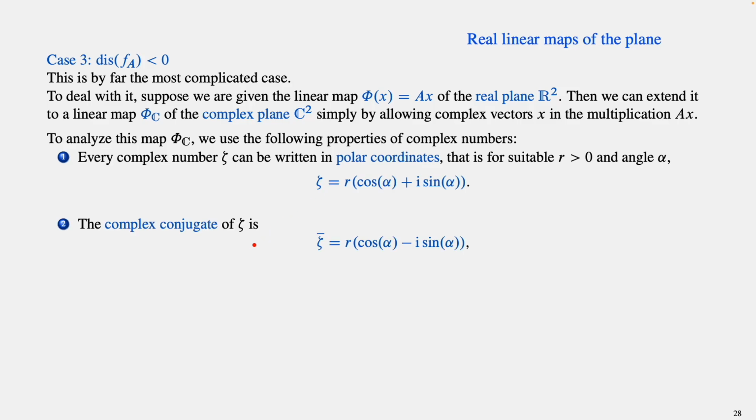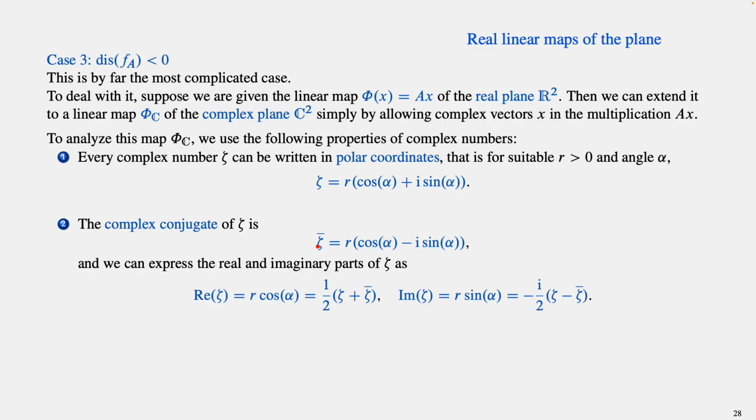Second, for every complex number zeta, there is its complex conjugate, which we call zeta bar. And we obtain this simply by flipping the sign of the imaginary part of the complex number. So if we write zeta like this in polar coordinates, its complex conjugate would simply be r times cosine alpha minus I times sine alpha. In particular, what you notice here is that if this complex number zeta is already a real number, so if the imaginary part vanishes, then it would be unchanged under complex conjugation. So complex conjugation does not affect real numbers, it only affects complex numbers that are not real.